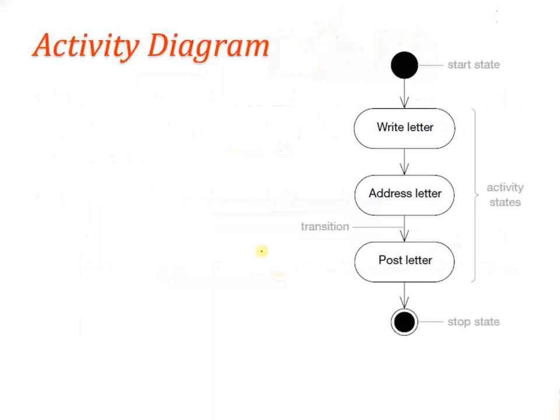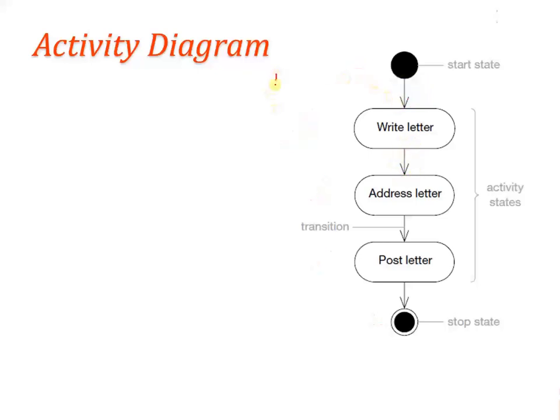This is a complete activity diagram. You can see here there is an initial start state and finally we can see a stop state. Within this we have three different actions: write letter, address letter and post letter. In all the three states we have used a verb phrase as a representation. In between the activities, we have transitions, which are given by arrow marks.